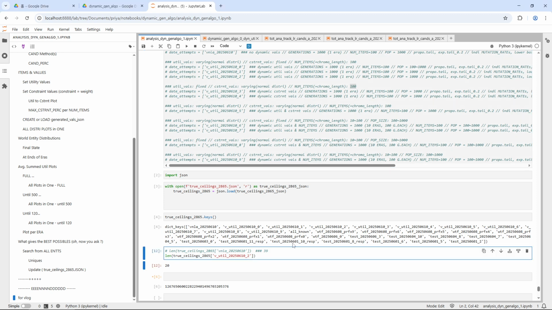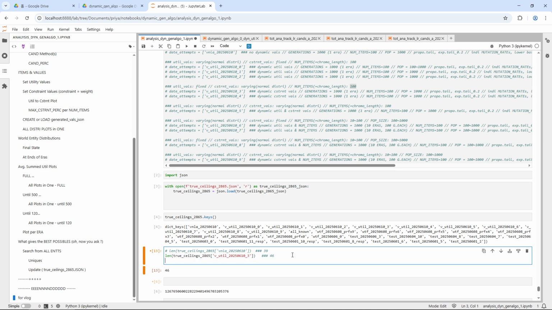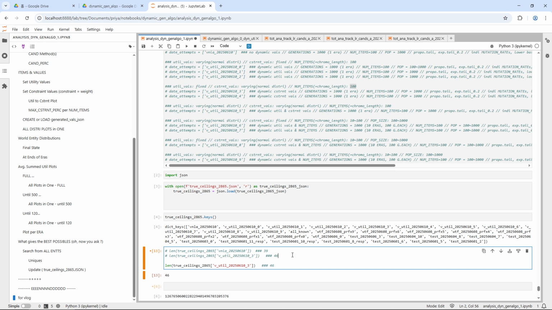And so I would like to know how many unique true ceilings I got. I got 46 of them. That's quite a lot. I know that I got 46, but even when I'm seeing this again, I'm quite surprised that I got even more than when I did it the vanilla way.